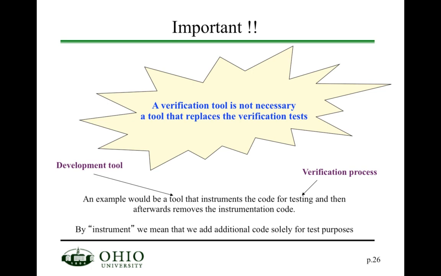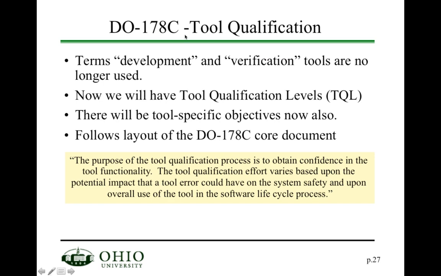So this is really kind of confusing in a sense. What you see is that in DO-178C, if you look at tool qualification, the terms development and verification tools are really no longer used. Instead they came up with tool qualification levels, and on the next couple slides I'll talk about it. Now, in addition to DO-178C, they came up with a supplement on tools, and in that supplement they're going to have tool-specific objectives.